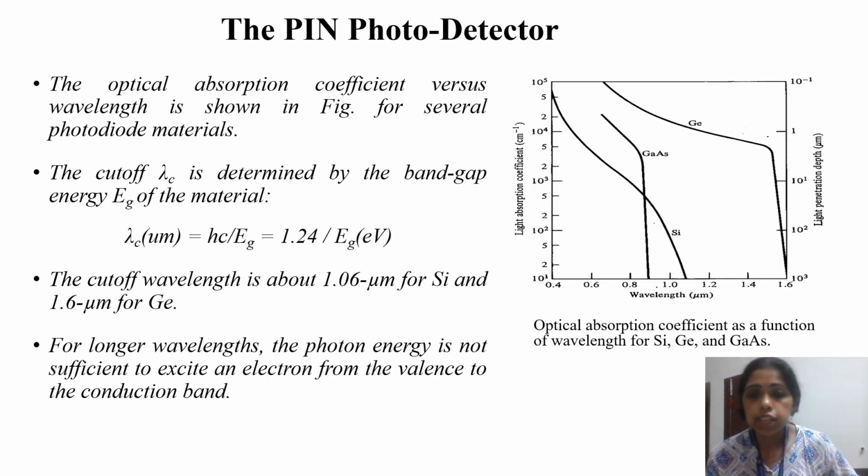Here you can see some photodiodes: the PIN photodiode, the silicon photodiode, the gallium arsenide and germanium photodiodes. At higher wavelengths, the optical absorption coefficient is reduced. At lower wavelengths, you can see a higher optical absorption coefficient. A higher absorption coefficient means it has the capability to absorb more photons. If more of the incident light is absorbed by the device, we get a faster response and higher efficiency.